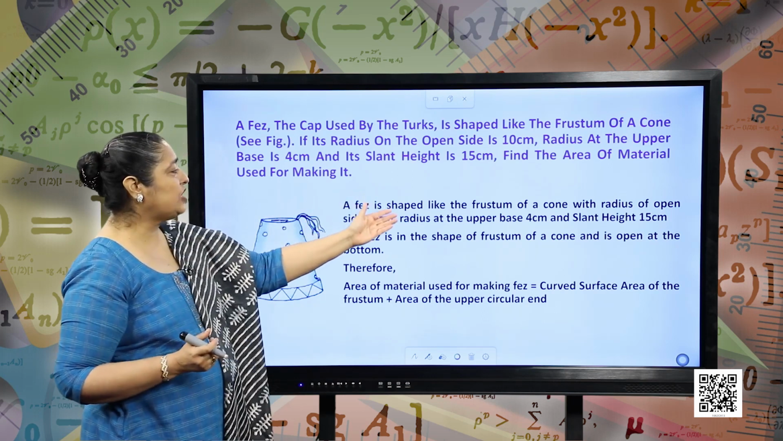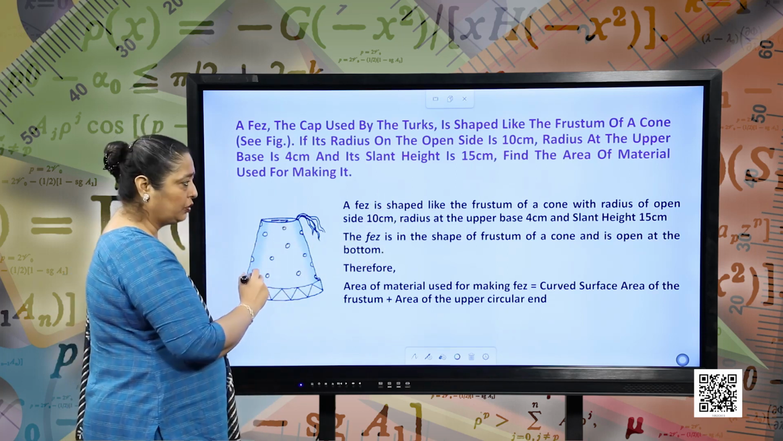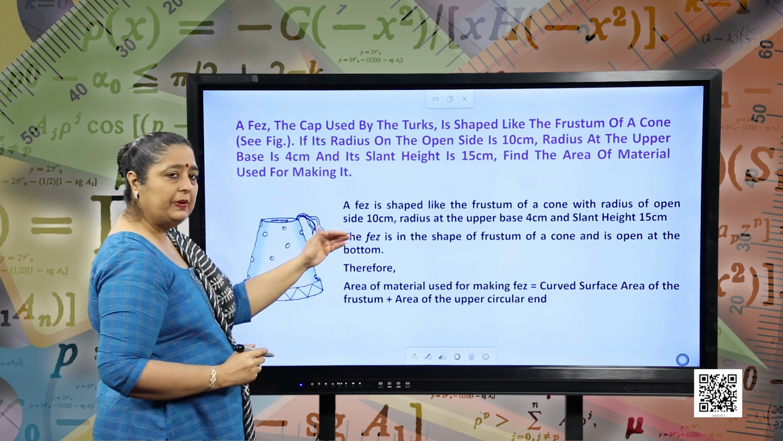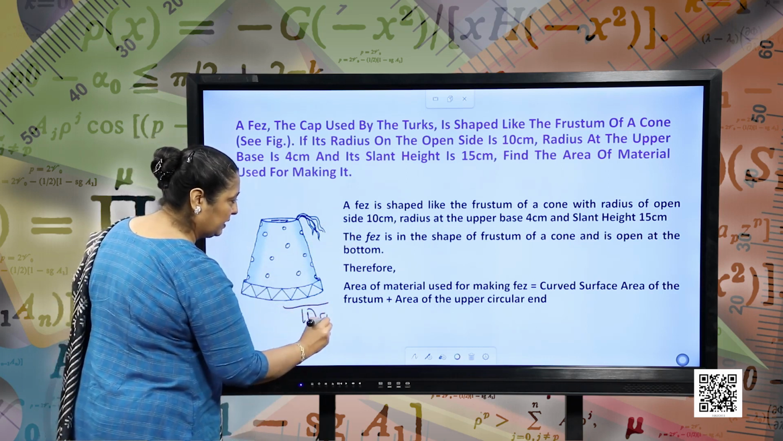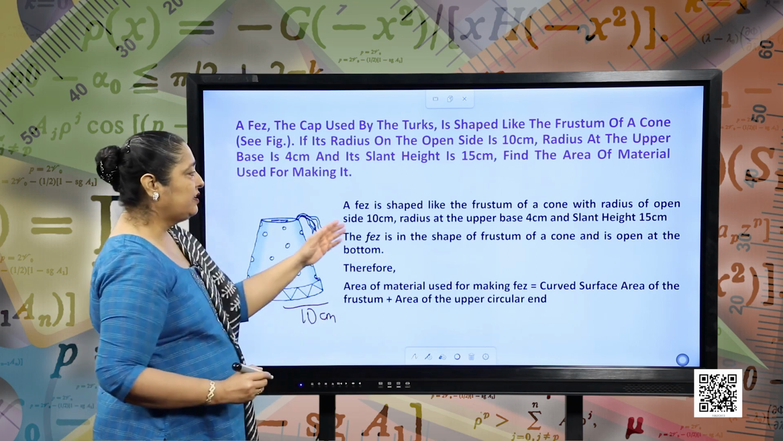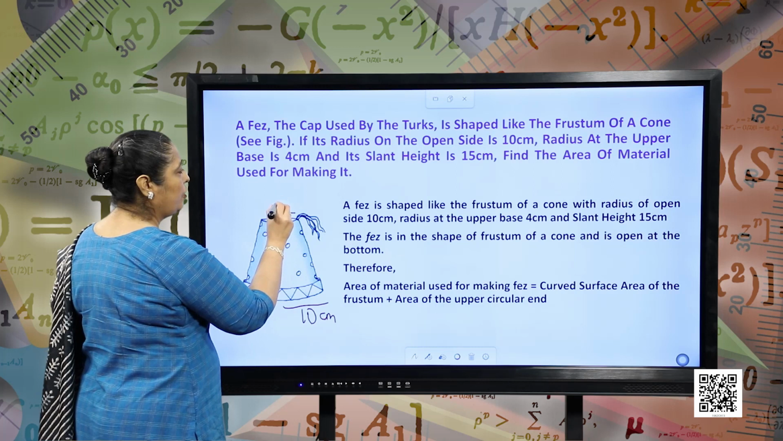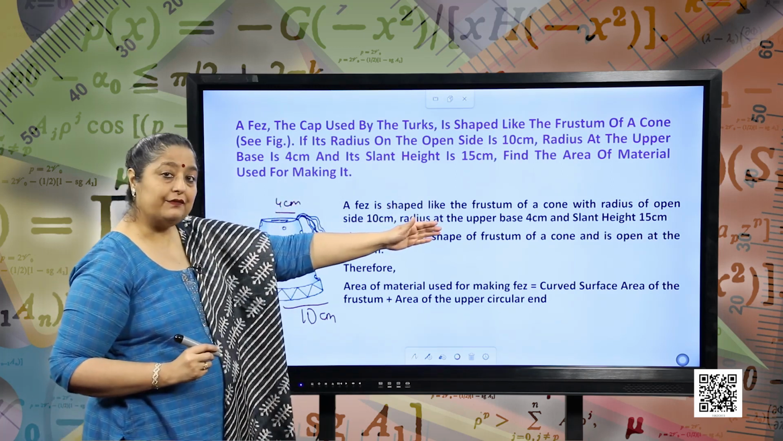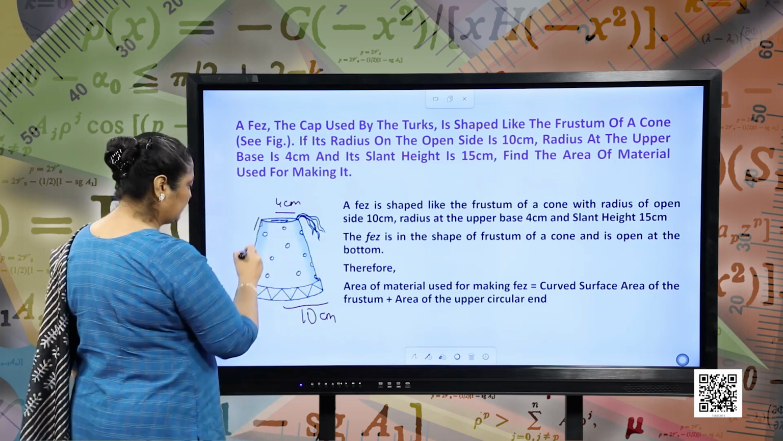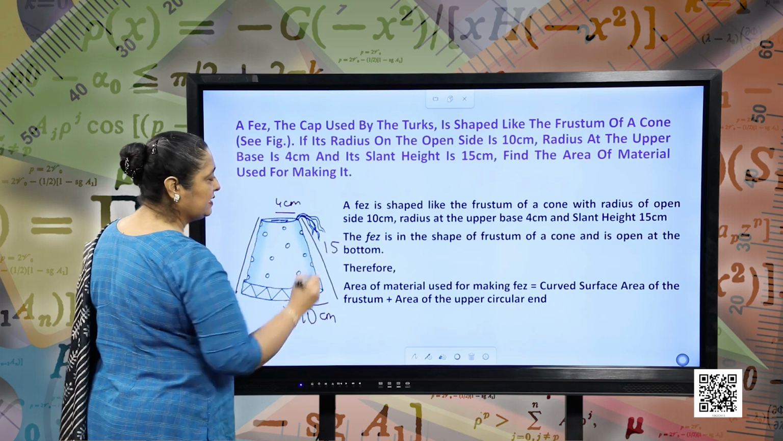So, a fez is shaped like a frustum of the cone. See, it is shaped like a frustum of the cone with radius of open side. This is the radius of the open side. This is 10 centimeter, right? And the radius at the upper base is 4 centimeter. This is 4 centimeter. Also it is given the slant height is 15 centimeter. This is the slant height, this is 15 centimeter.